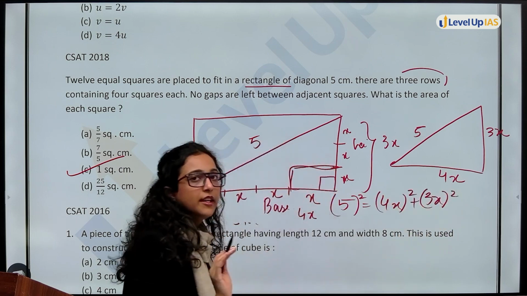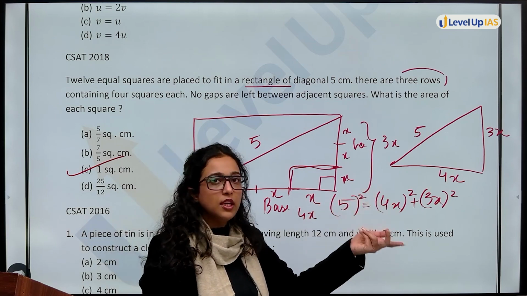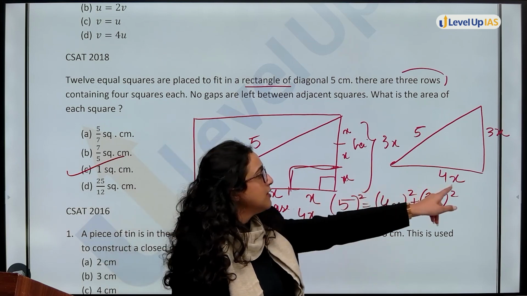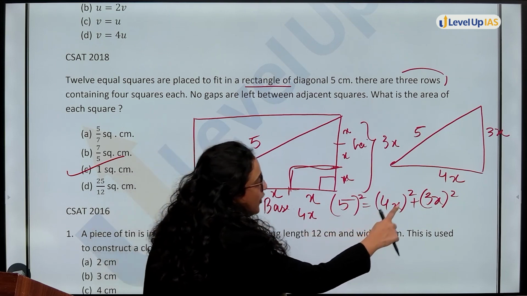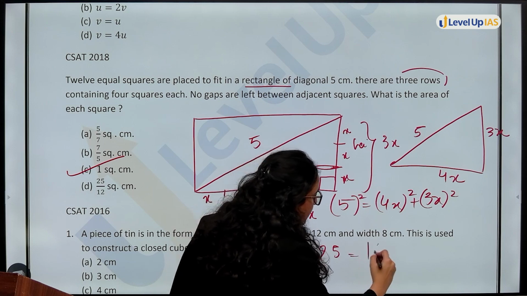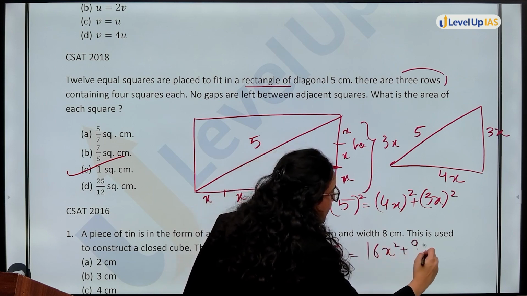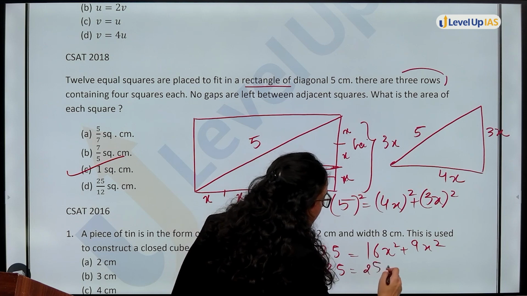We have to find out the value of x. In general, if you know that 5, 3, 4 is the Pythagorean triplet, then you can easily say x is 1. But if you don't know, then 5 square is equal to 4x square plus 3x square. That means 25 is equal to what? 16x square plus 9x square. 25 is equal to 25x square.